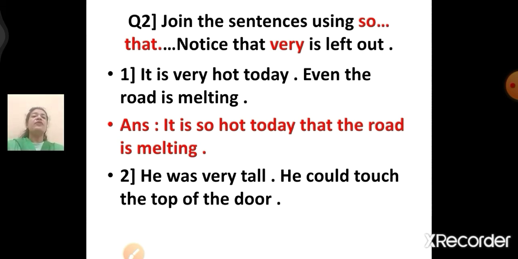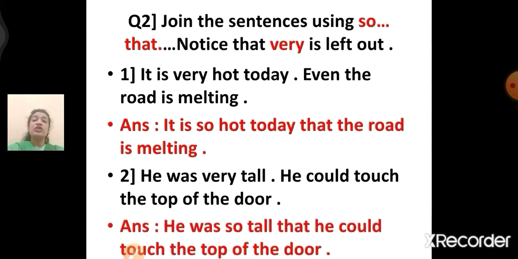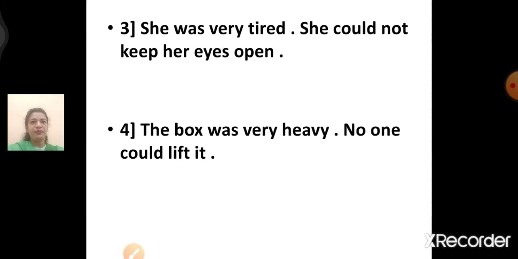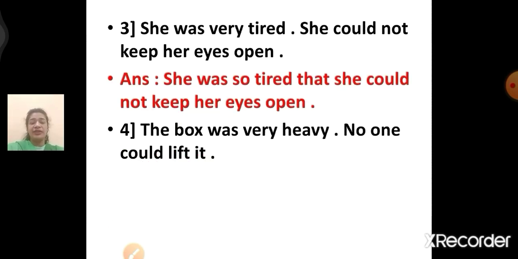Now see the second one. He was very tall. He could touch the top of the door. So what is the answer over here? Yes. He was so tall that he could touch the top of the door. Now see the third one. She was very tired. She could not keep her eyes open. She was so tired that she could not keep her eyes open.